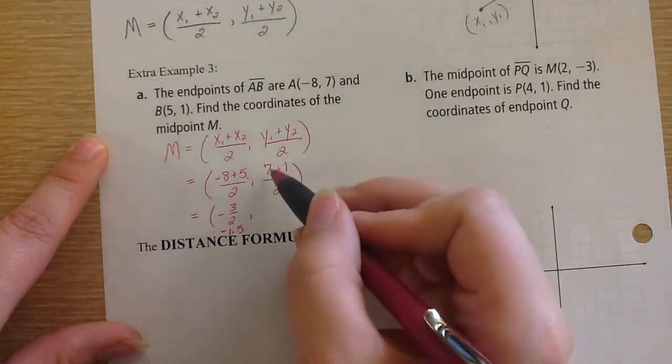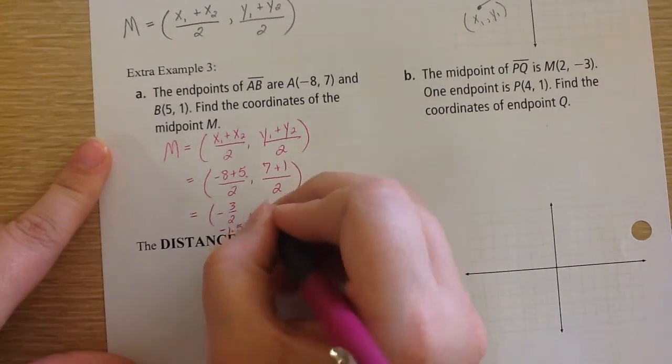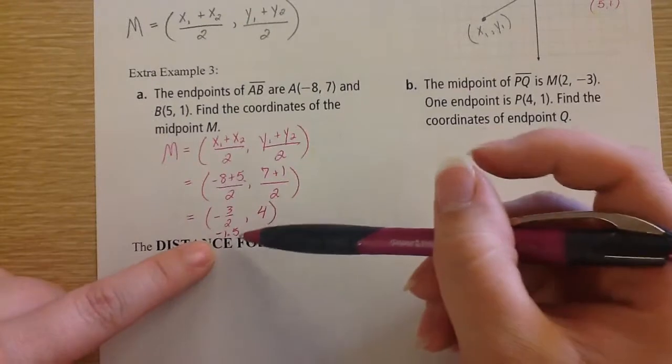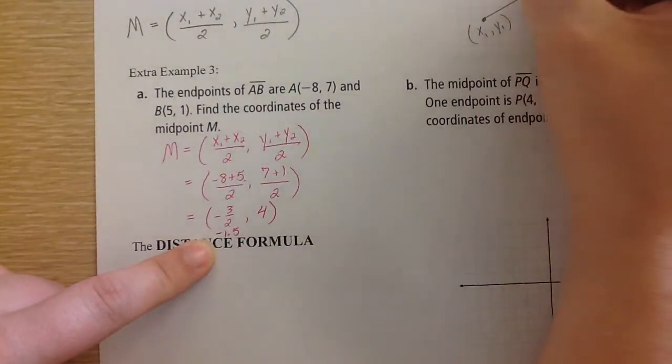Okay. Now let's do my y. 7 plus 1 is 8, divided by 2 is 4. So my midpoint occurs at -1.5, 4. -1.5, 1, 2, 3, 4.